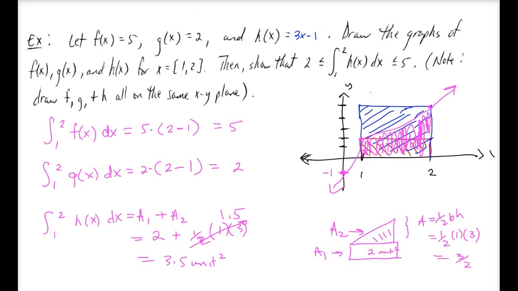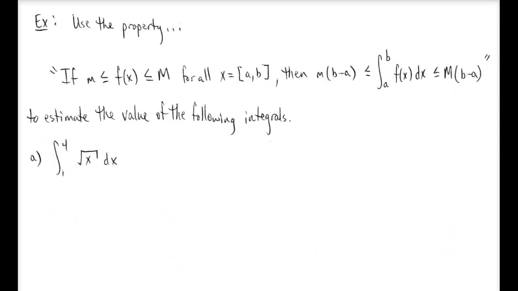All right, so let's move on to the next example. Again, we're going to use the min-max inequality property to estimate what the area under the curve of this function will be, square root of x from 1 to 4. One thing we know already is that square root of x, this function in general, looks like this. And if we're going from 1 to 4, we have this going on here.